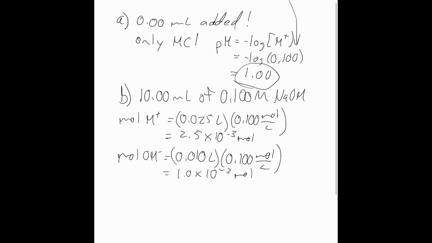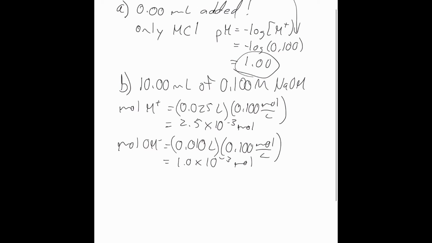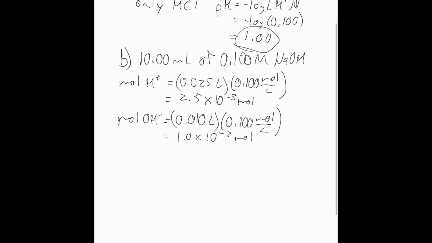All right, so now let's add 10 milliliters of 0.1 molar sodium hydroxide and figure out what happens. Well, if we do that, we're going to do a reaction because we've just added a strong base to a strong acid. And so I've gone ahead and calculated the moles.